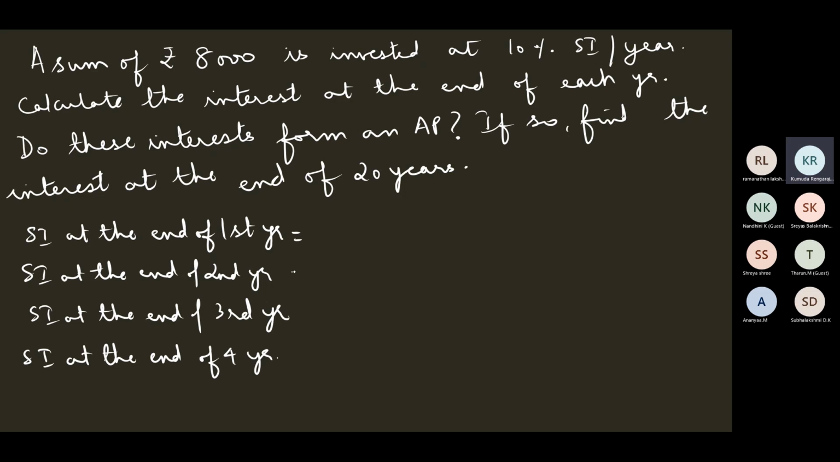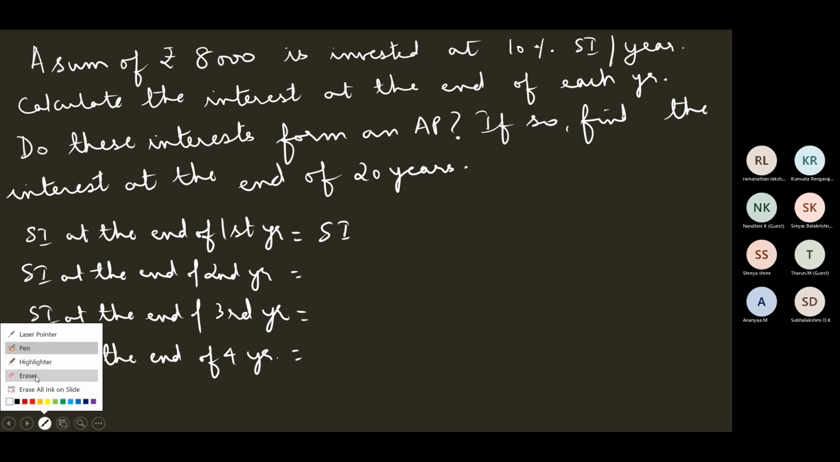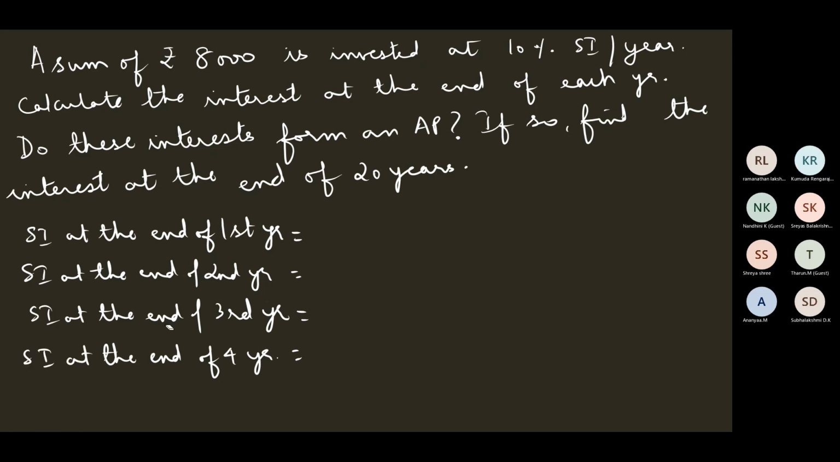So this simple interest means principal, which is 8,000, into rate into time. Go back to 7th standard: principal into rate into time, end of first year, by 100. Simple interest is principal into rate into time by 100.